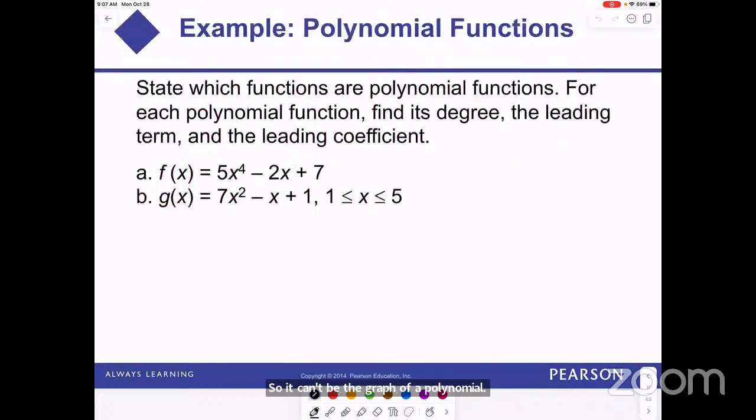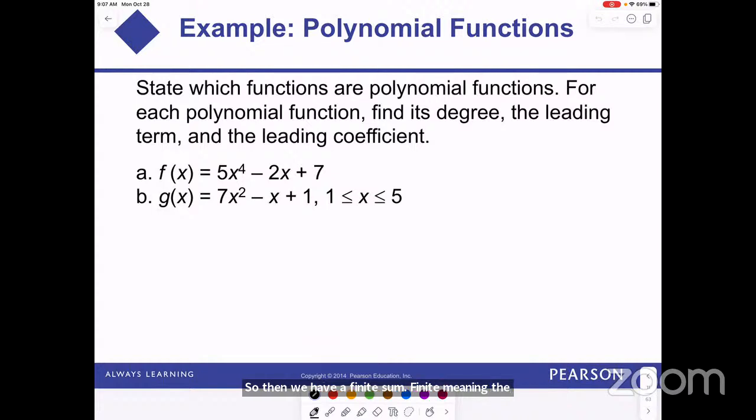So state which functions are polynomial functions. For each polynomial function, find the degree, the leading term, and the leading coefficient. Okay. So in part A, that's a degree 4 polynomial, right? It's a finite sum of monomials. So 5x to the 4 is a monomial, negative 2x is a monomial, and 7 is a monomial. So then we have a finite sum. Finite meaning the opposite of infinite. Infinite goes on forever. Finite, it stops at some point, right?